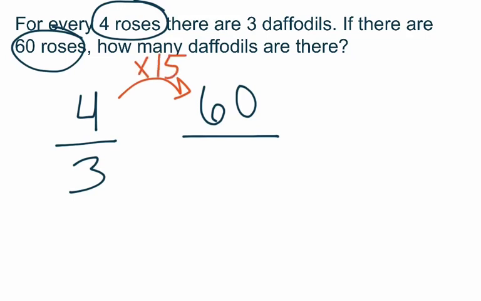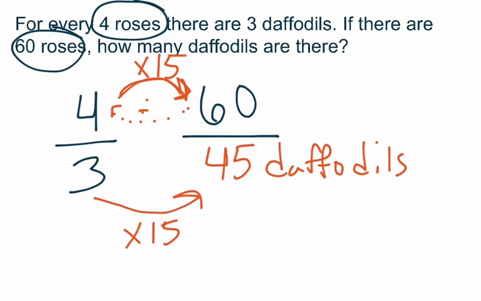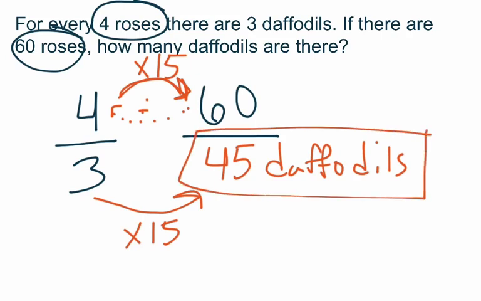And if you didn't know that off the top of your head, you actually could have done 60 divided by 4 and found that it's times 15. So that is a little trick: if you divide those two numbers, then work the other way, it tells you what to multiply by. On the bottom, we would do 3 times 15 to keep that. What we do to one, we do to the other. That tells us there are 45 daffodils. Making sure that we add a label to our answer because it's a word problem.